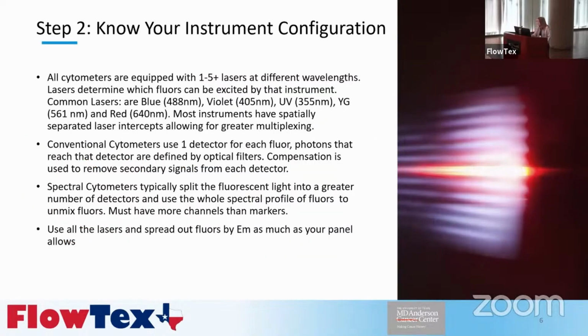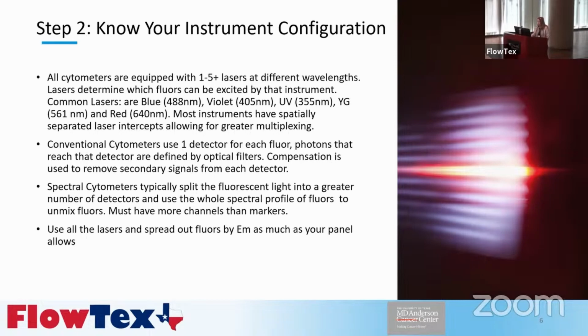Okay, so the next thing you need to know is your instrument configuration. Every instrument is going to have somewhere between 1 and 5 lasers. There are some instruments that have up to 9 lasers. These are all at different wavelengths. The lasers determine what fluors can be excited. Your common laser lines are a blue laser at 488, a violet at 405-ish, a UV at 355, a yellow-green at 561, and a red laser at 640-ish. Most instruments have separated laser intercepts with the stream so that you can use dyes that have overlapping emission wavelengths, as long as the excitation wavelengths are distinct for those dyes.